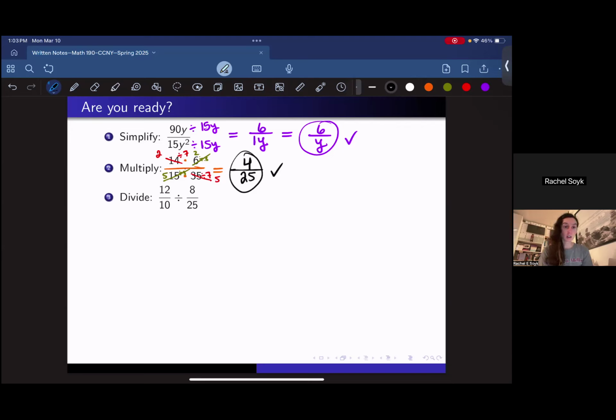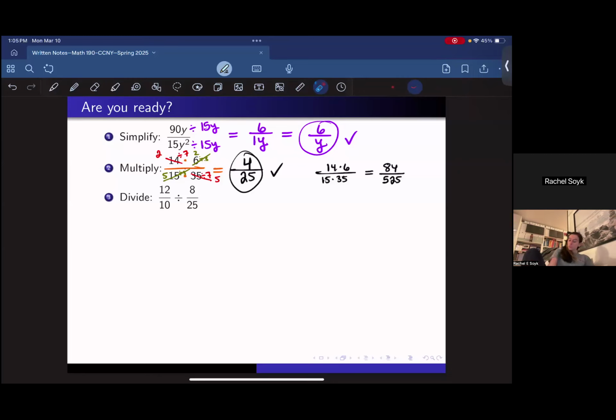Could you have done it the harder way where you just multiply straight across, your 14 times 6? That's the same as 60 plus 24, which is 84. And then your denominator, your 15 times 35. Well, that's the same as 350 plus 175, which is 525. And then simplifying it from there.